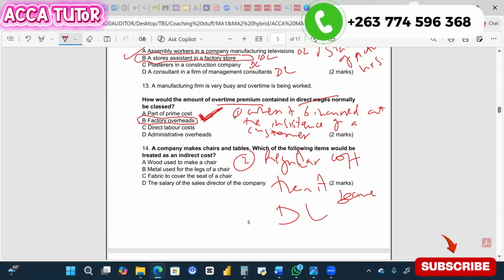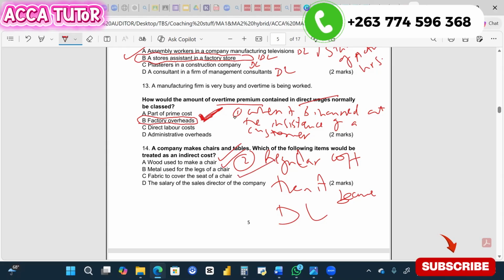Wood used to make the chair, this one is direct material. Metal used for the legs of a chair, direct material. Fabric to cover the seat of a chair, direct material.